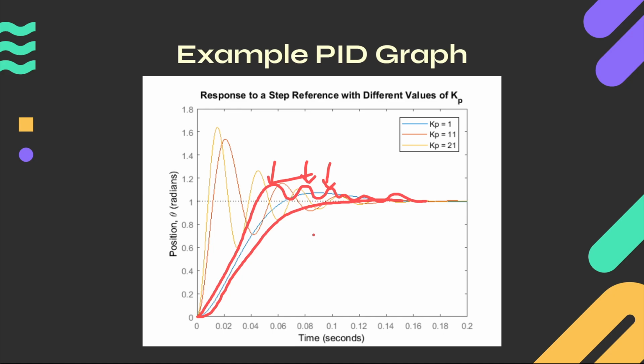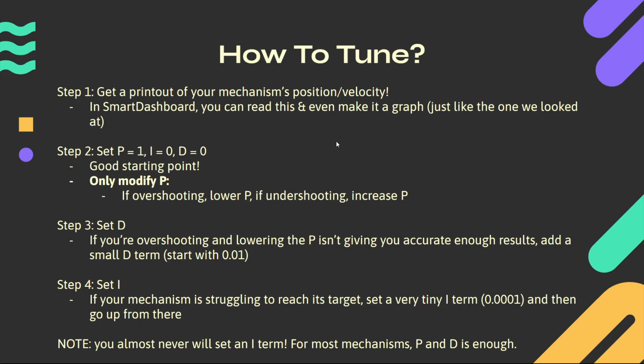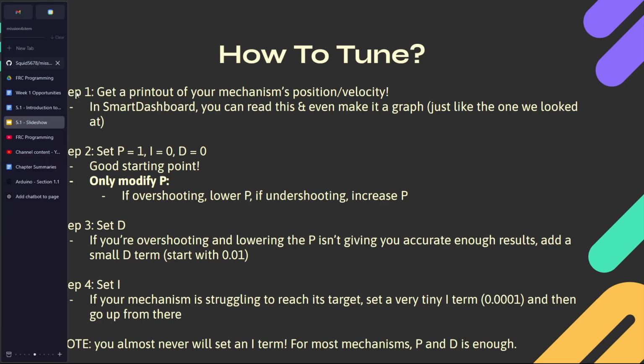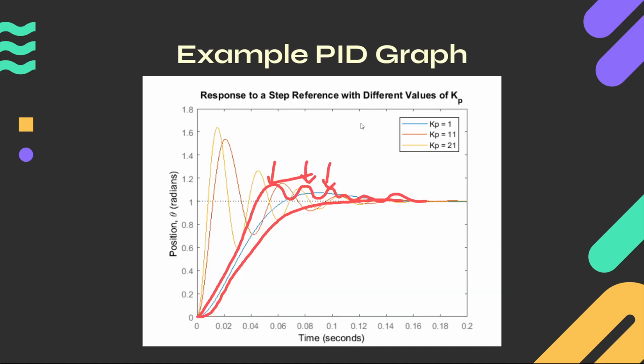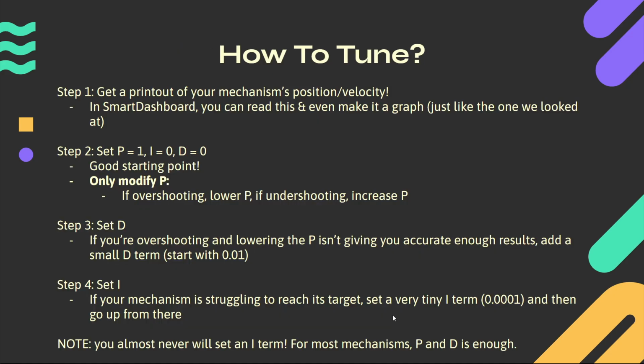So of course these are just arbitrary visuals, but let's talk about what to expect when you're actually PID tuning your own mechanism. The first thing that you're going to want to do is get a printout of your mechanism's position and velocity. And in Smart Dashboard, you can read this and even make it a graph, just like the one that we looked at previously, a graph of your mechanism's position, which you will see how to do in the next video.